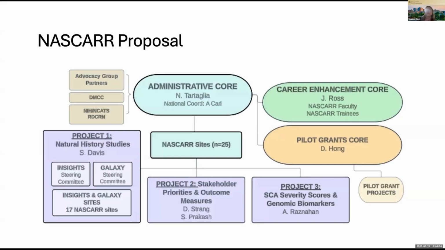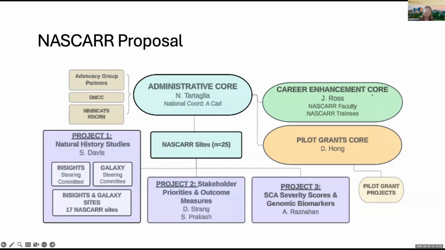Our proposal has leadership from different sites throughout the U.S., different specialties, and different investigators at different organizations, targeting different conditions overall. The administrative core's overall PI is Nicole Tartaglia, who is a developmental and behavioral pediatrician who has worked in sex chromosome aneuploidies, both Turner syndrome and other X and Y variations, for her entire career.